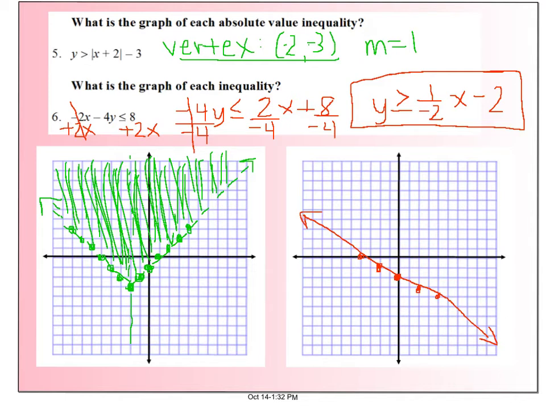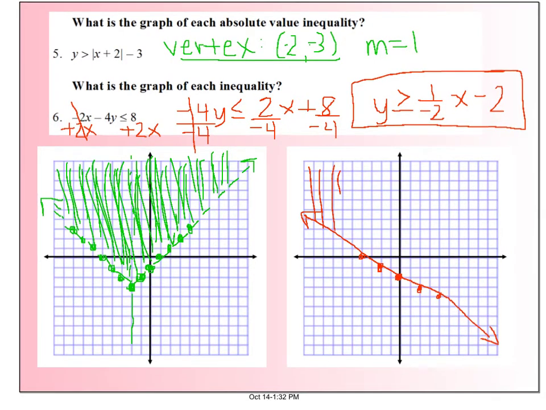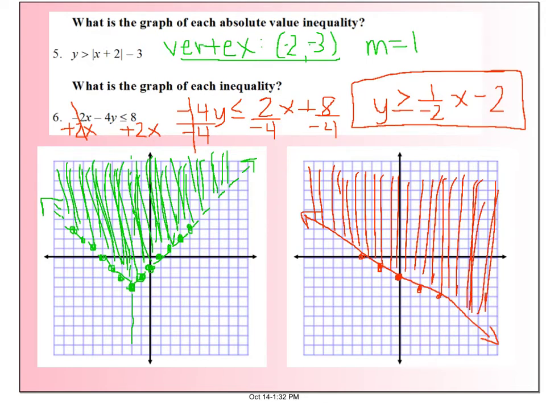And now the other thing I have to do is think about shading. So again, looking at my symbol, I have y is greater than. Greater than is better than, is more awesome than, is above. So I'm going to shade everything above my line. And that is your answer for each of those two graphs.